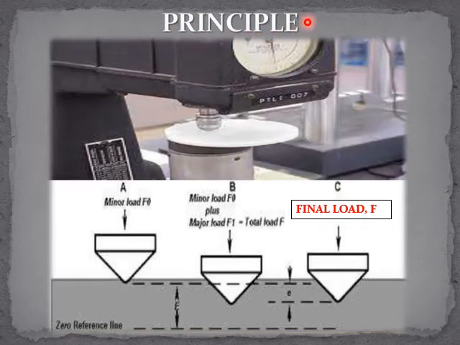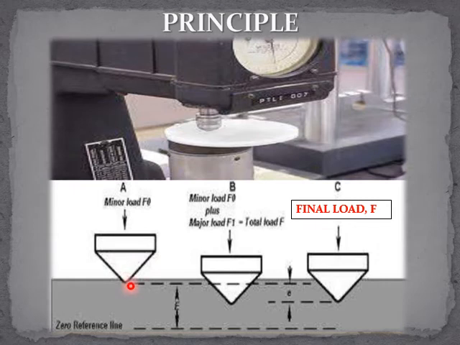The principle involved in Rockwell hardness testing is clearly explained below. Consider a rectangular specimen whose hardness has to be measured. The base of the material acts as a zero reference line. Initially, a minor load F0 is applied on the indenter. Due to the small load, a small depth of penetration is produced. This is first measured with the help of a microscope.